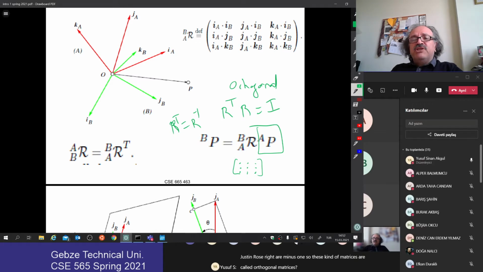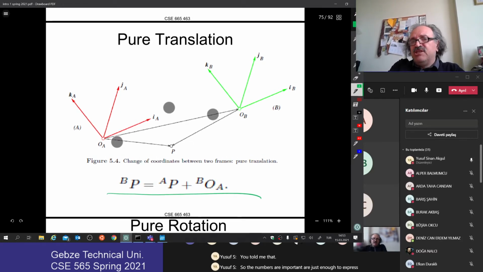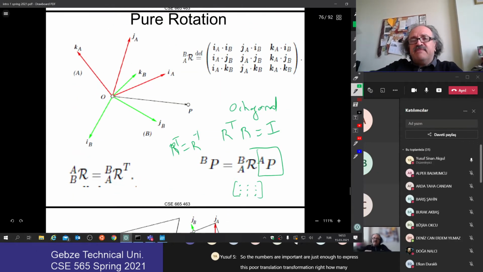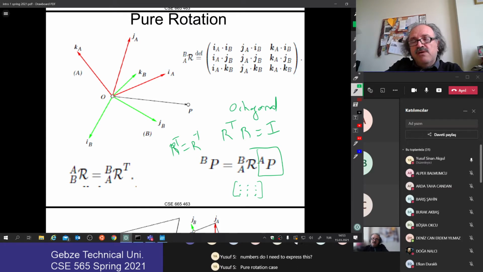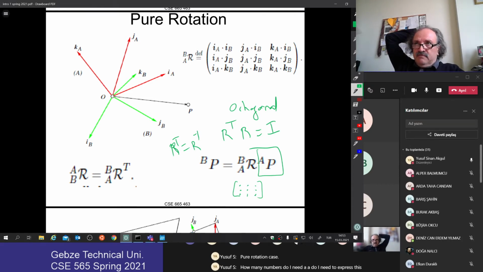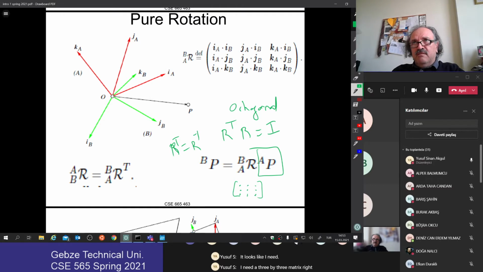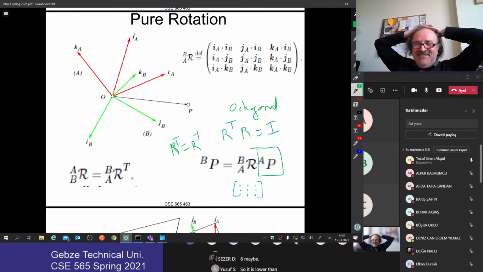So these kinds of matrices are called orthogonal matrices. So question, you told me that 3 numbers are just enough to express this pure translation transformation, right? How many numbers do I need to express this pure rotation case? It looks like I need a 3 by 3 matrix, right? It looks like 9 numbers, but it is much lower than 9. It is not 9. Six maybe. No, it is lower than 6.